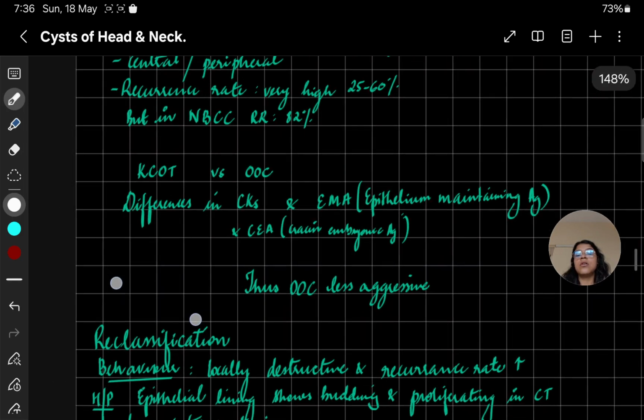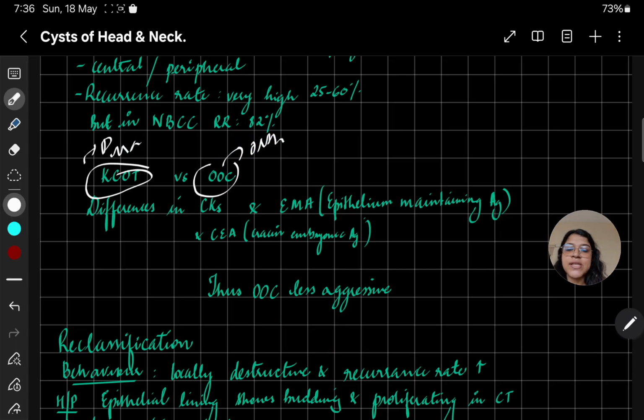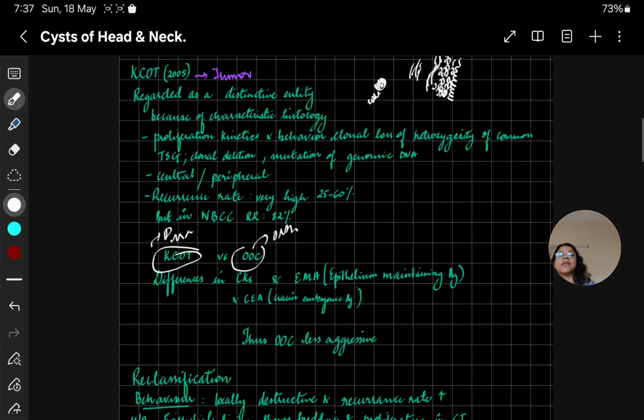There is another cyst, which is OOC, orthokeratinized odontogenic cyst. This one is parakeratinized and this one has orthokeratinized epithelium. This one is para, this one is ortho. Other features also differ: cytokines and epithelial membrane antibodies are different in both of them, and there is CEA, which is carcinoembryonic antigen. OOC, orthokeratinized odontogenic cyst, is less aggressive and has a better prognosis than OKC. Less aggressive, better prognosis. This was before it was classified as a tumor: OKC, KCOT and OOC.